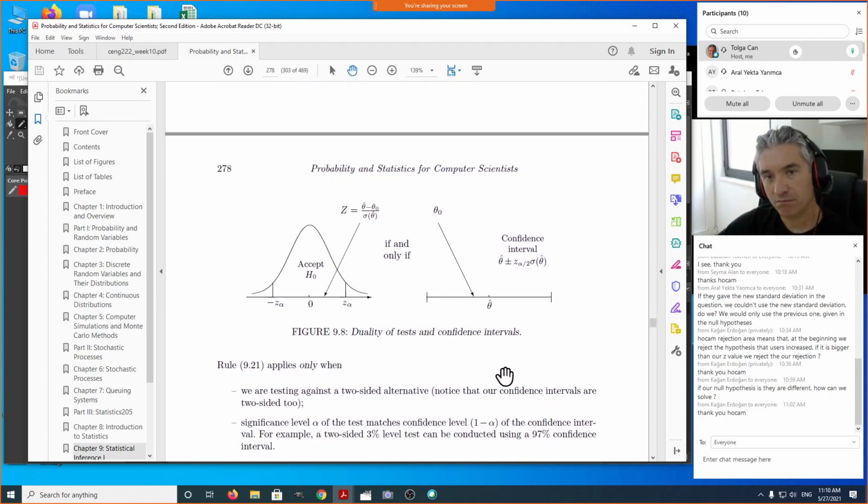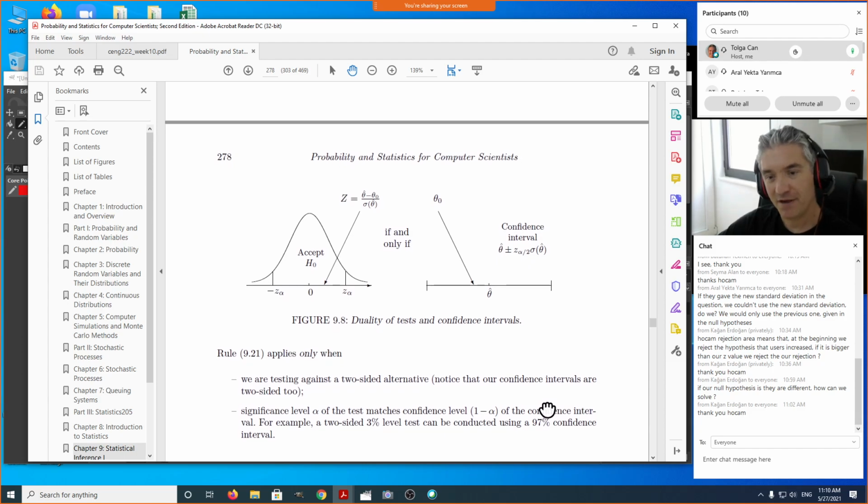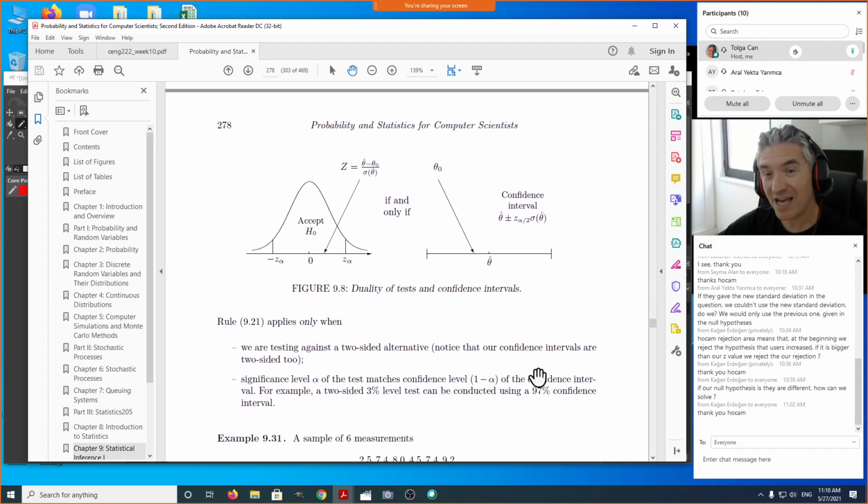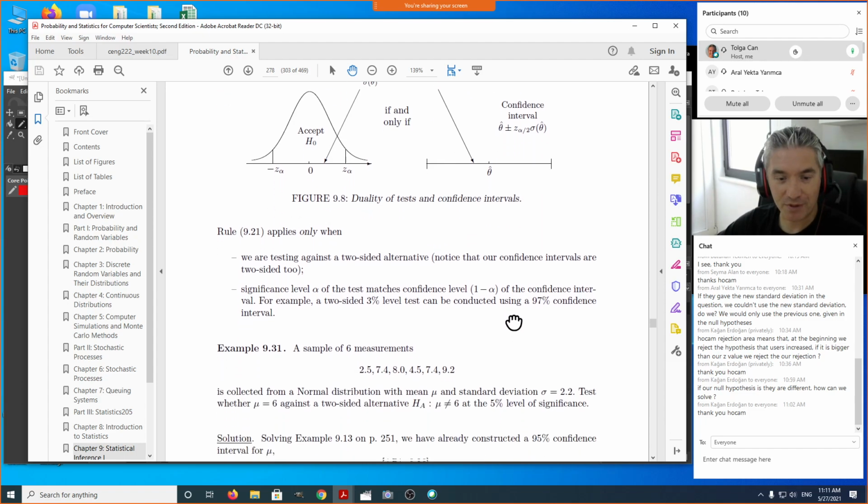Which means that you may just build a confidence interval around your z as usual and see whether your null hypothesis value mu0 is in that interval. If mu0 is in that interval, you accept the null hypothesis. If not, you reject the hypothesis.